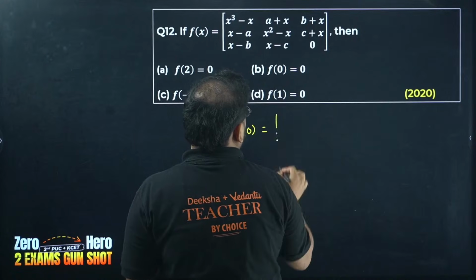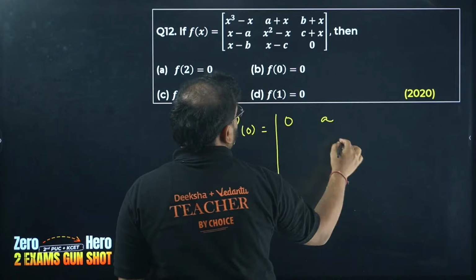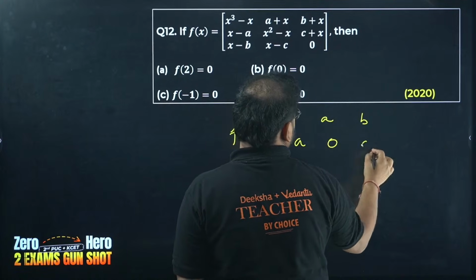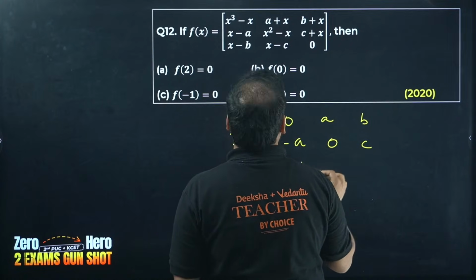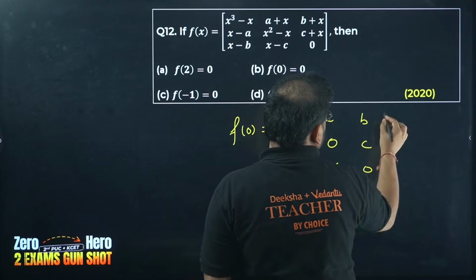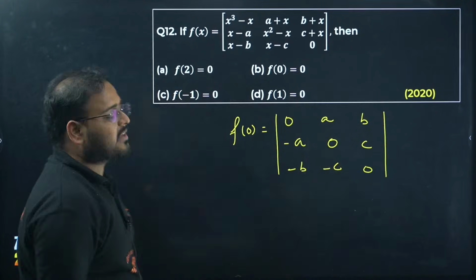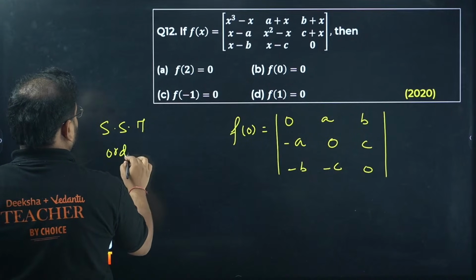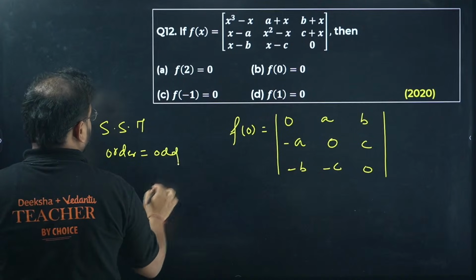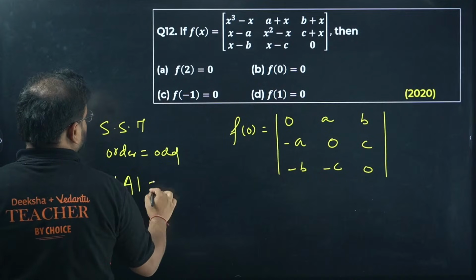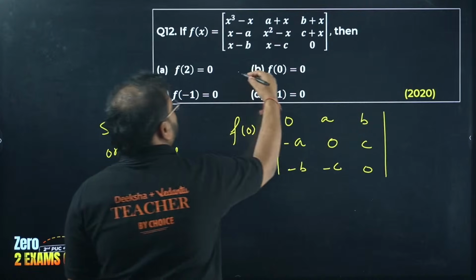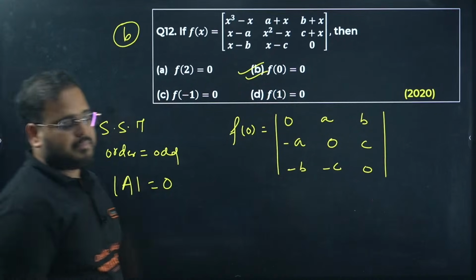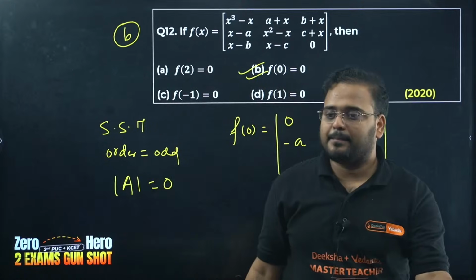Determinant will be what? You have 0 over here, you'll have A, you'll have B, you'll have minus A, 0, C, minus B, minus C and 0. So this is what? This is a skew-symmetric matrix, and order is odd. Determinant will become what? 0. Answer is B. Answer is B. Please check.